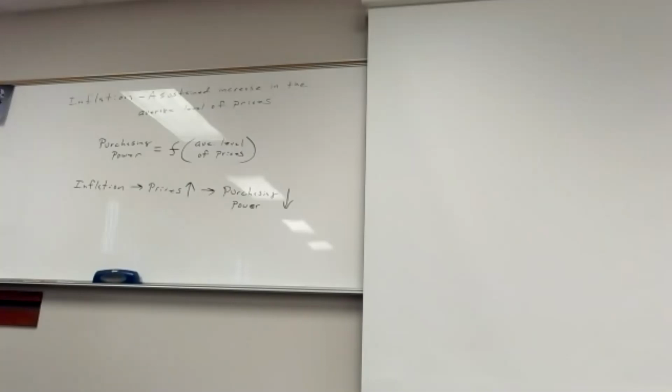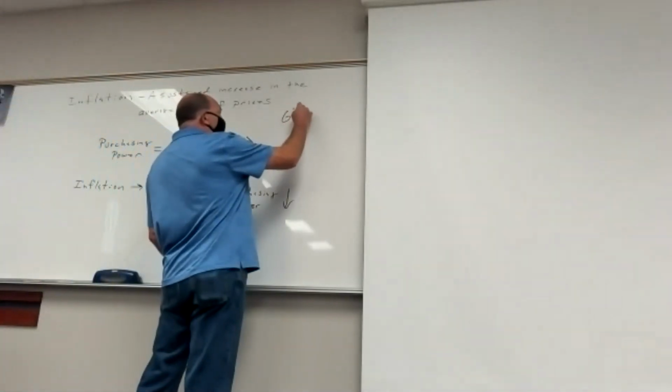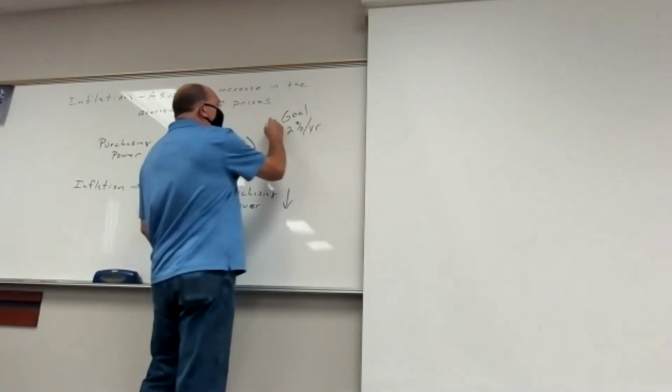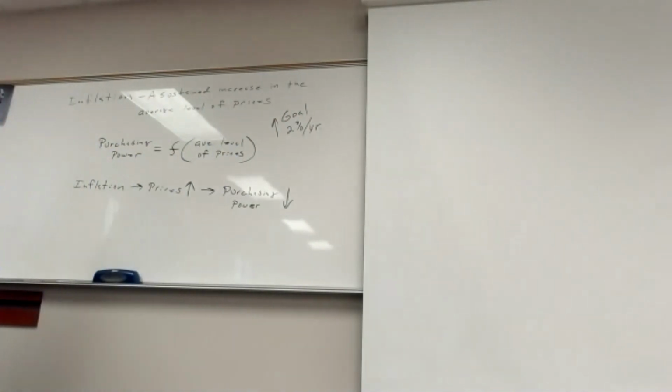Now, a lot of people will look at that and say, well, that is a bad thing, right? Well, not necessarily, because if you go back and remember our major goals of economics, we said we wanted price stability. But then I asked the question, does that mean we never want prices to increase in the economy? And we said, no. In fact, the goal we're actually looking for in the economy is to have prices going up by 2% per year. So we do actually want sustained inflation in the overall economy. We just want to make sure it is controlled.